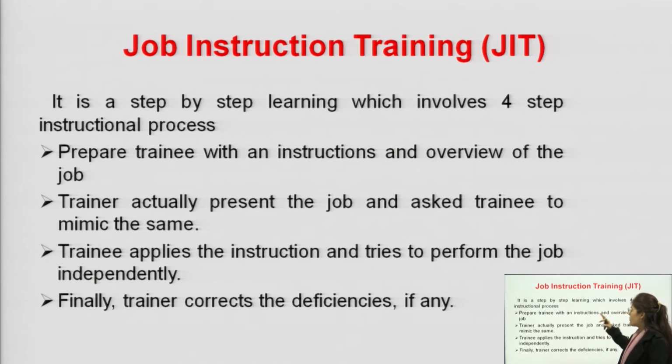Number one is to prepare the trainee with an instruction and overview of the job. That means the trainer first provides a training overview of how the trainee has to perform the particular job. Once he gives the overview, he then gives the actual training. In the second step, by actually performing the job, the trainer demonstrates to the trainee how to perform once he is on the job.